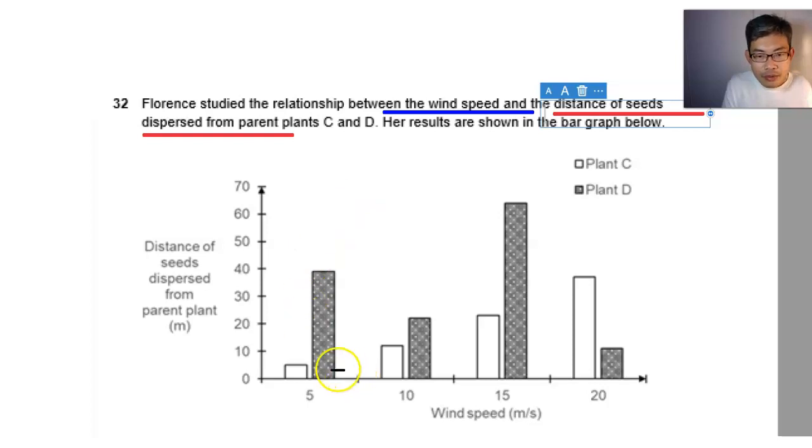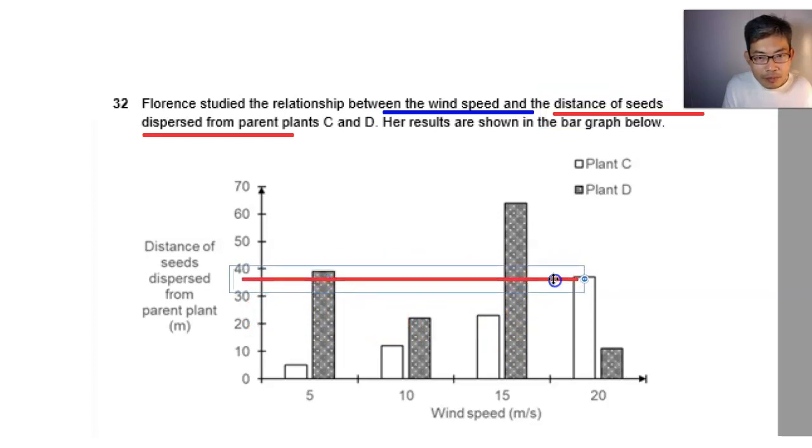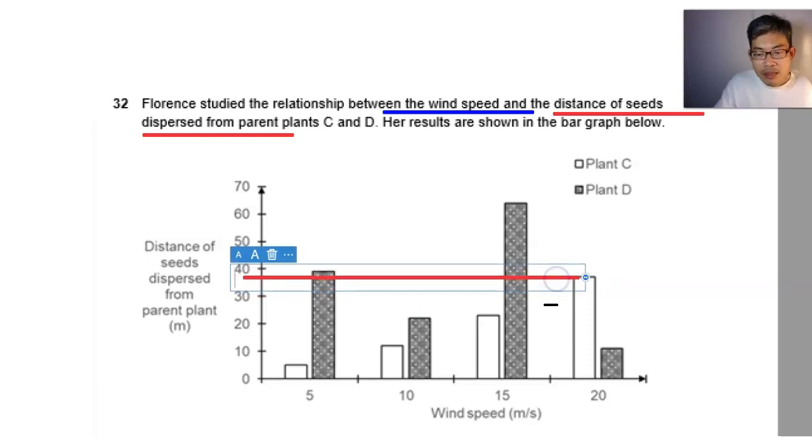So let's see which one, right? Let's look at the white color bar. As the wind speed increases, the distance of the seed dispersed from the parent plant increases from about 5 meters to more than 10 meters away, more than 20 meters away, and this one is too far for me to see. This is about more than 30 meters away. The stronger the wind speed, the further it goes.